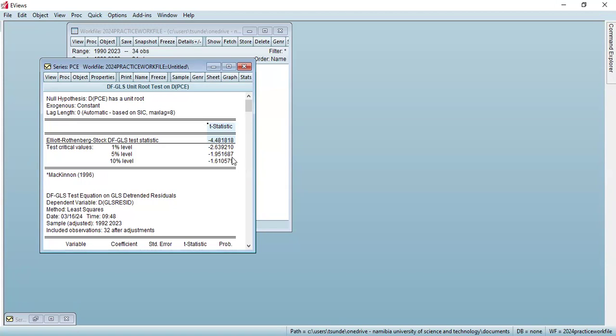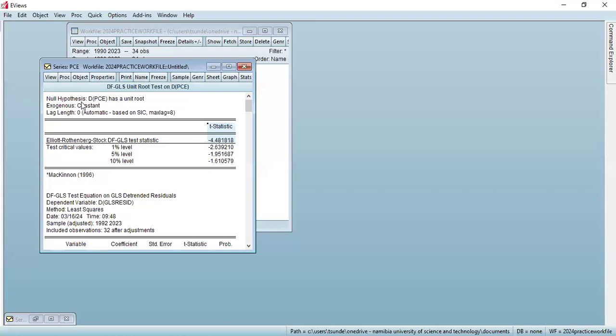Okay. So is it stationary at 1%? You must get that right, because this is critical. You need to know this, because, like I explained in the previous lecture, this is one of the most important chapters that you are going to do, because it clarifies many things that have been wrong with our econometrics. All right, so it's stationary. The first difference of PCE is stationary at 1% level of significance.